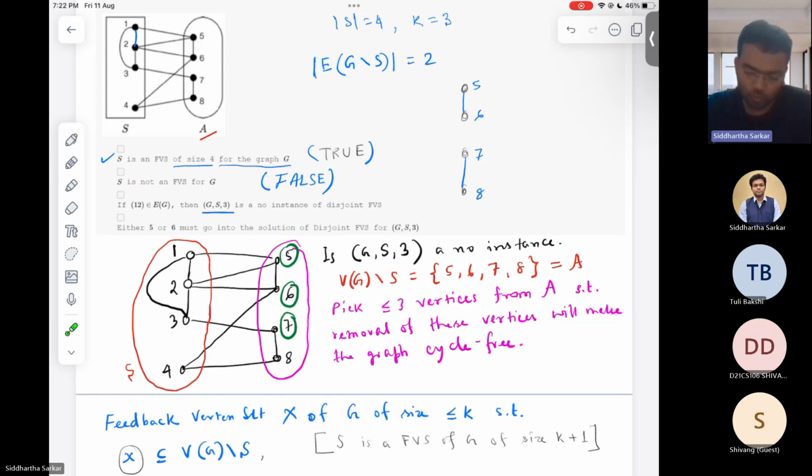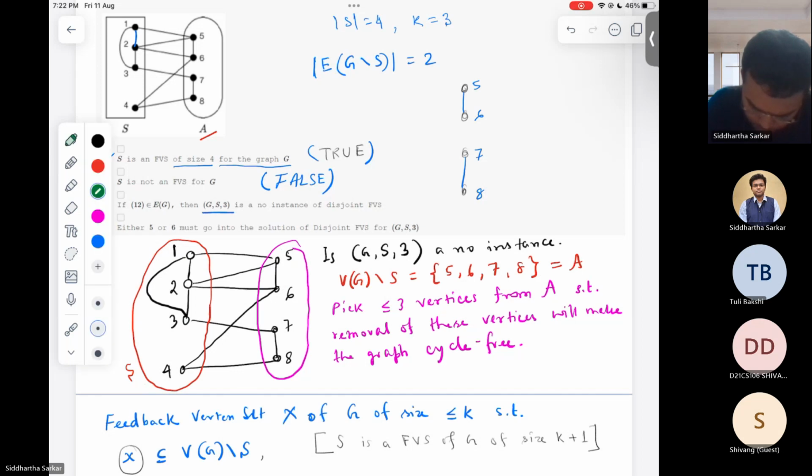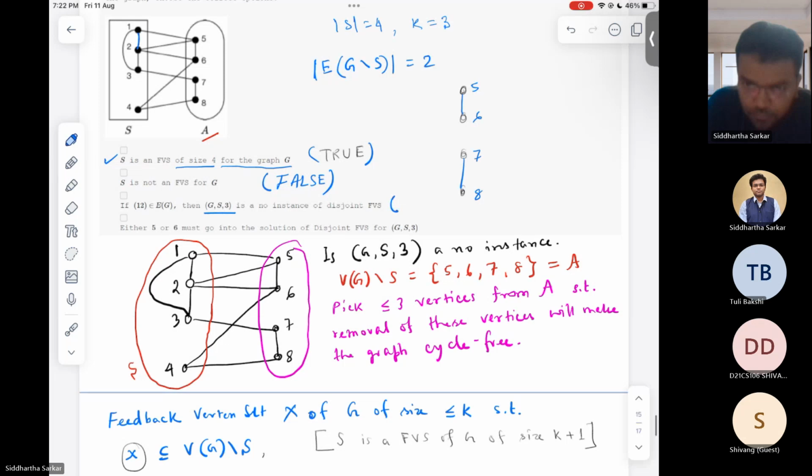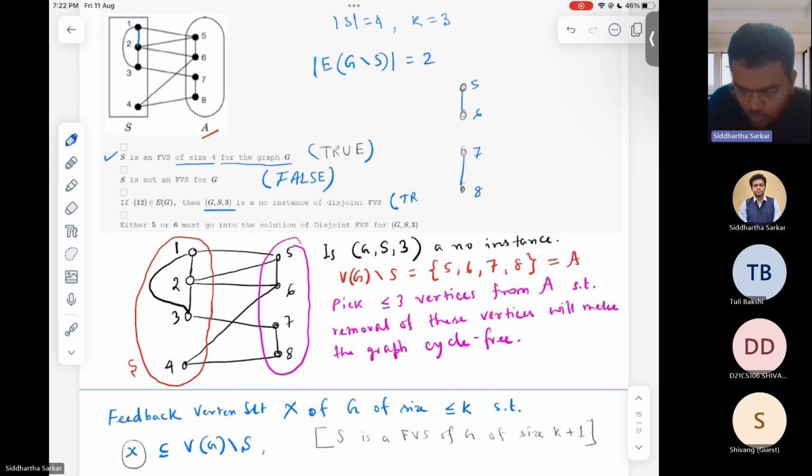Okay. So what is this statement? Is this statement true or false? So what shall we write here? Correct. This statement is true. It is always a no instance because it is not even possible to delete vertices from V minus S. It is not possible to get a feedback vertex set which is disjoint from S, because within S itself there is a cycle.